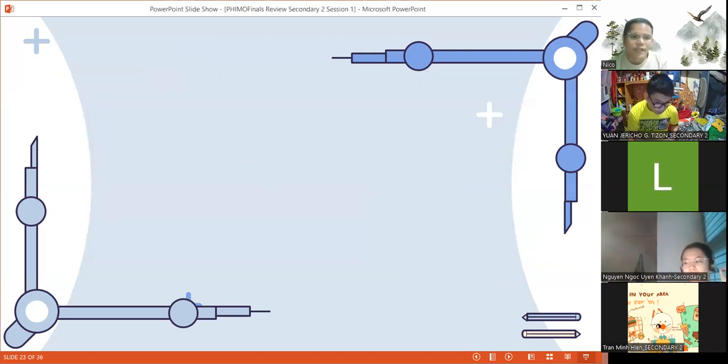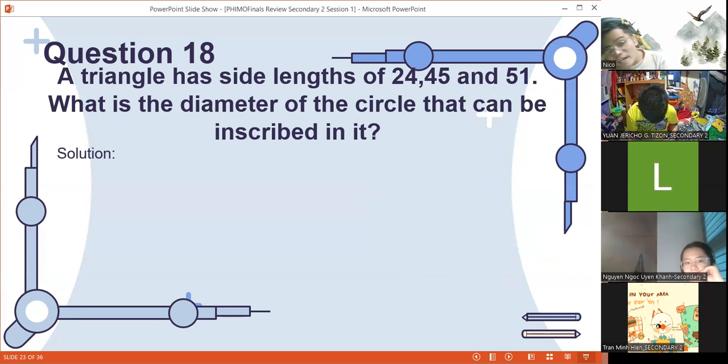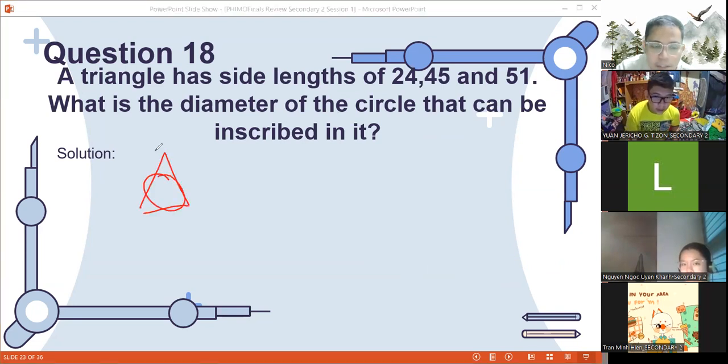Okay, let's have number 18. A triangle has side lengths 24, 45, and 51. What's the diameter of the circle that can be inscribed in it? So you have a triangle and then you have a circle here, right? It would look like that. So it's very easy, okay?